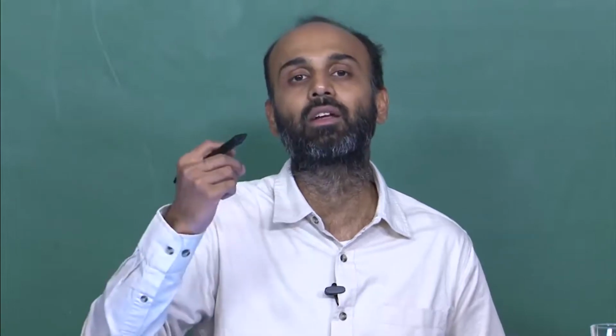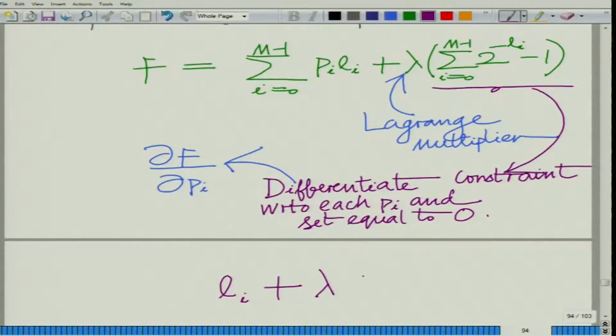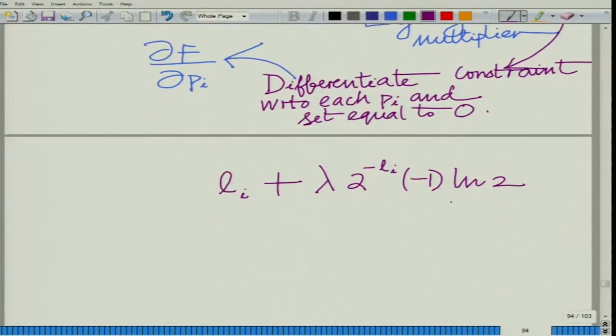So, you are picking that particular i when you are differentiating with respect to li, plus lambda times the derivative of 2 to the power of minus li, which is 2 to the power of minus li into the derivative of minus li, which is 1, times log 2 to the base e, that is basically ln 2, the natural logarithm of 2, and this must be equal to 0.